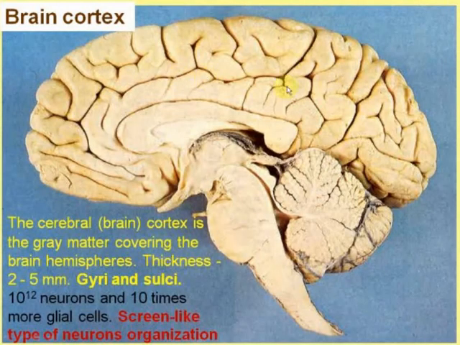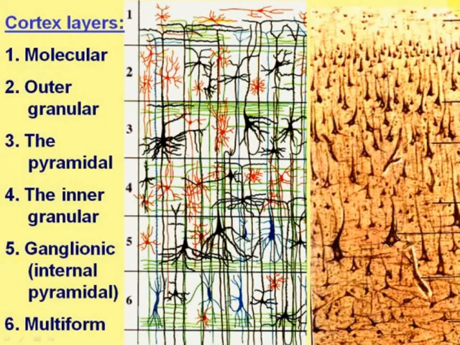Brain cortex is the grey matter covering the brain hemispheres. Its thickness is between 2 and 5 millimeters. It makes gyri, extensions, and sulci, invaginations, folds. It increases the surface of the brain cortex 3 times. There are a huge amount of neurons and much more glial cells in the brain cortex. They organize in a screen-like manner. They produce the 6 layers in the brain cortex.